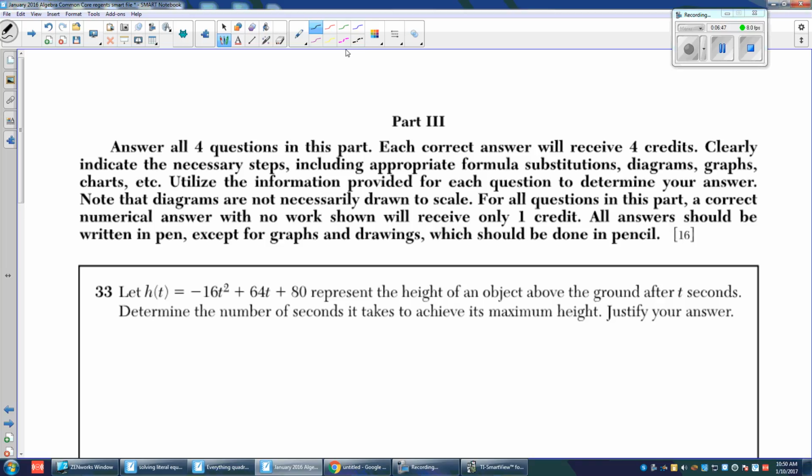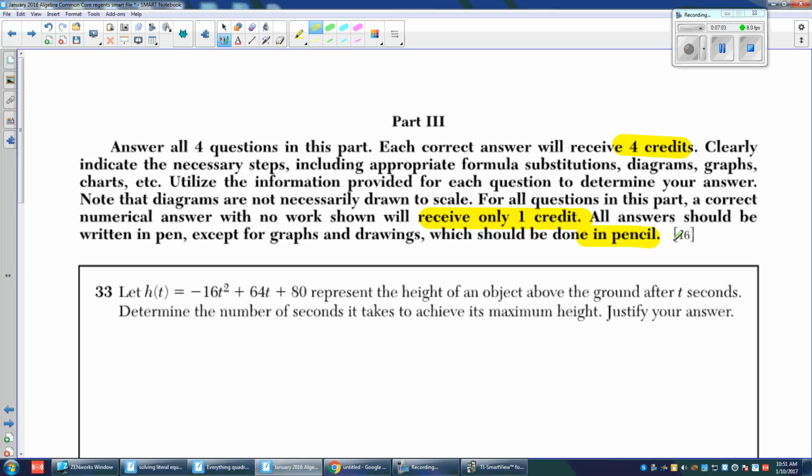It's fantastic. So no matter what, if you know how to answer the question, answer it so you at least get 1 point. And then answer it the way that they want you to so you can get the other 3 points for a total of 4. All answers should be written in pen except for graphs and drawings, which should be done in pencil.